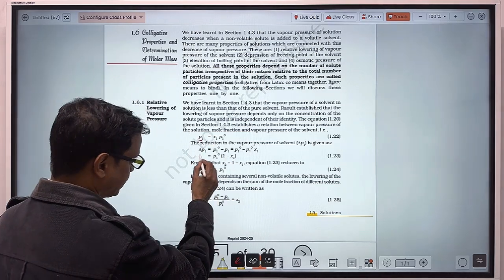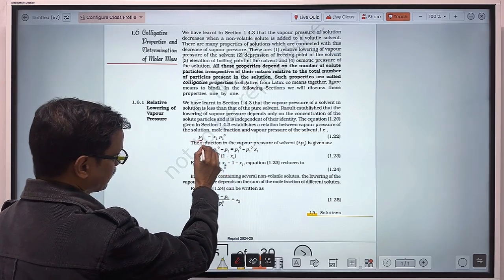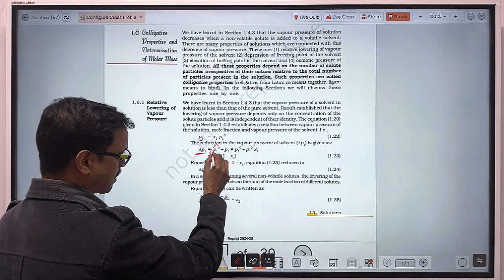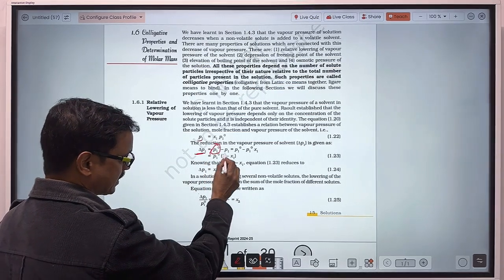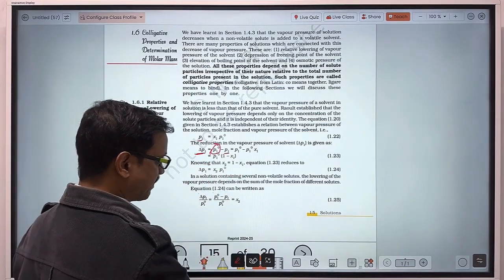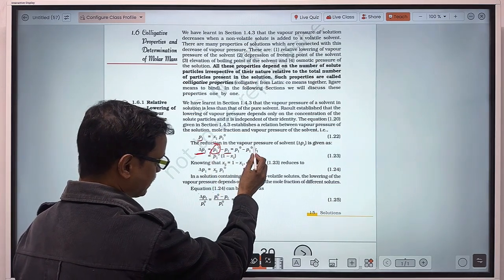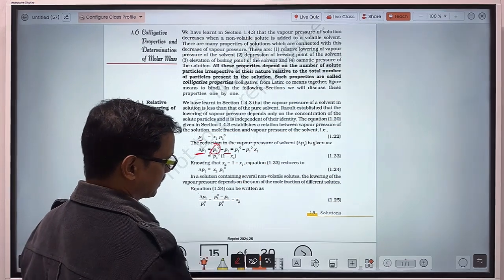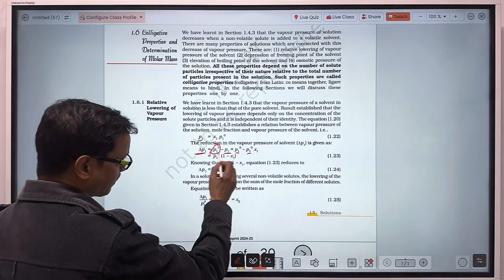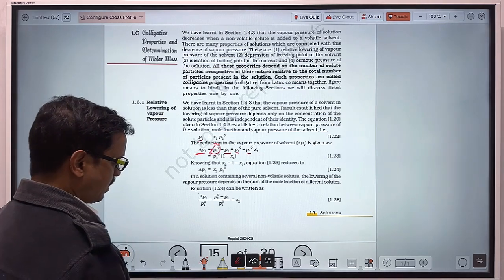So how much is the decrease in vapor pressure? Initially the vapor pressure of the solvent was P degree 1 and the vapor pressure of the solution is P1. So the change in vapor pressure is P degree 1 minus P1, and P1 equals Chi1 P degree 1. So in place of P1, we write P degree 1 Chi1. Now P degree 1 is here and P degree 1 is here, so that has been taken common. When I take P degree 1 common, it will be P degree 1 into 1 minus Chi1.